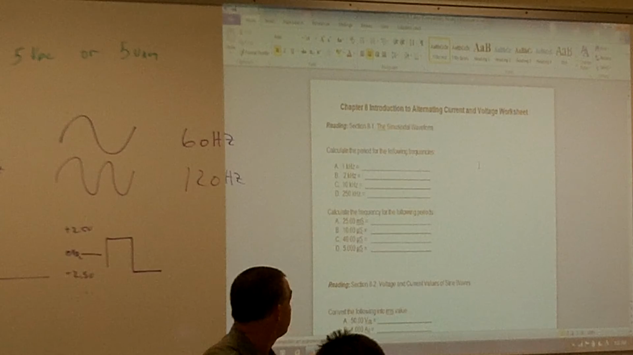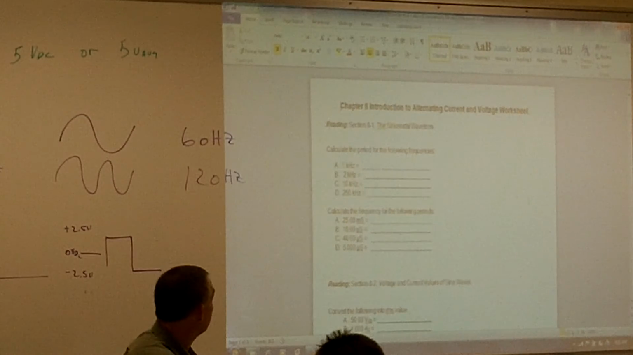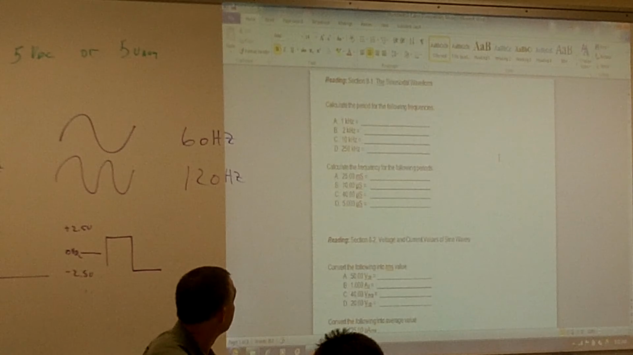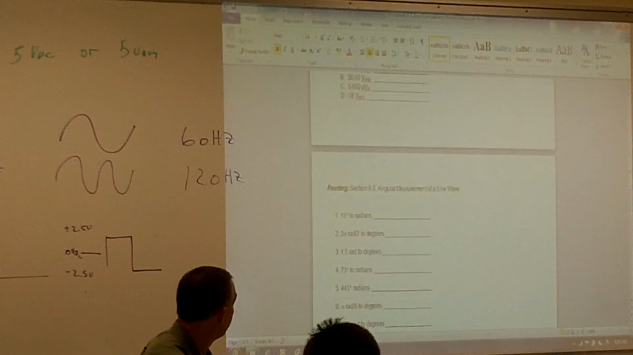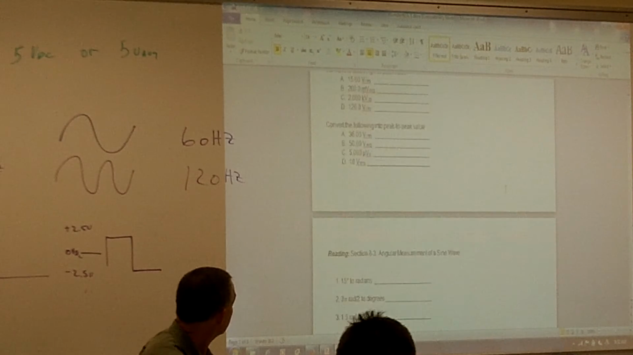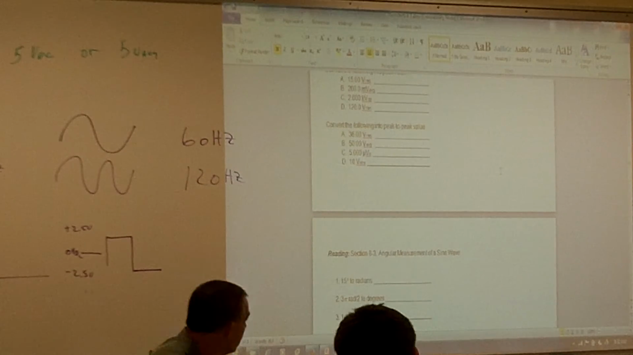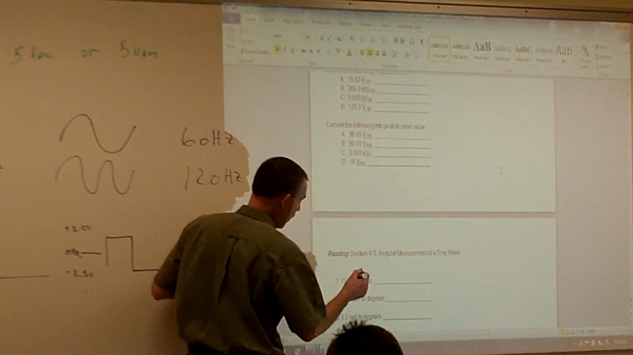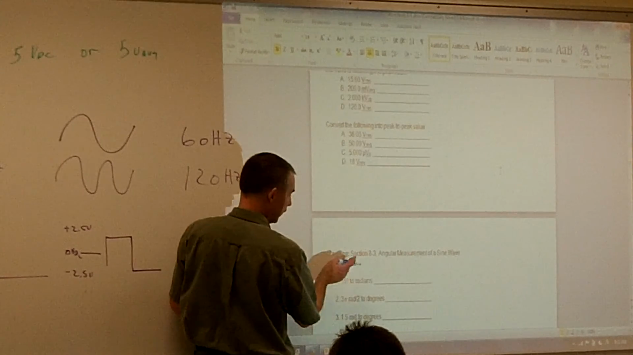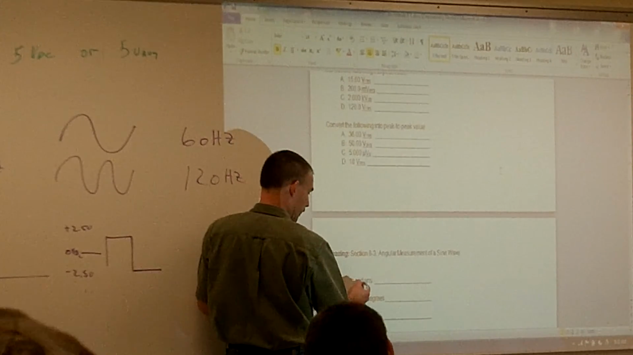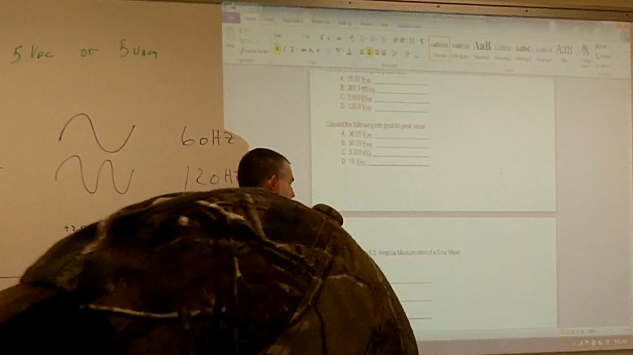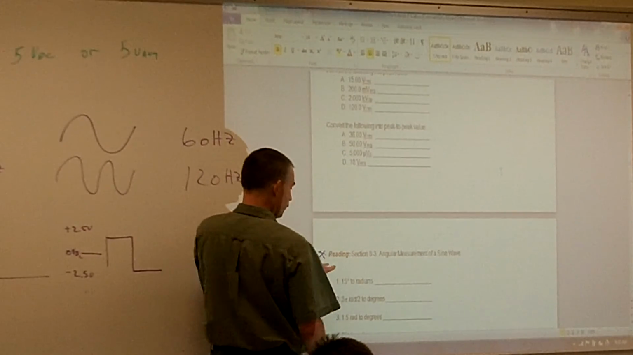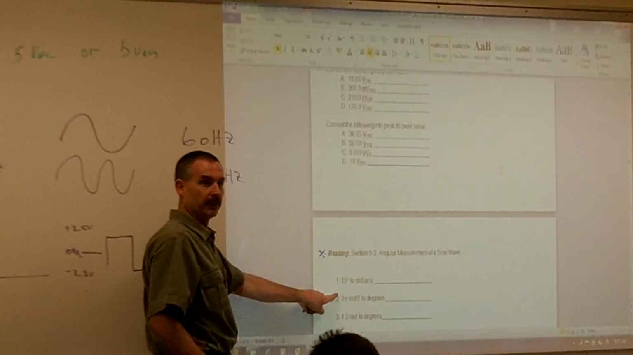Alright, so I just made up some real simple ones, just so we can get the hang of it. If you're going to start working ahead, we're going to talk about radians. This is in section 83, our next section. But if you're working ahead, don't get too worried about doing this one. Don't worry about the conversions.